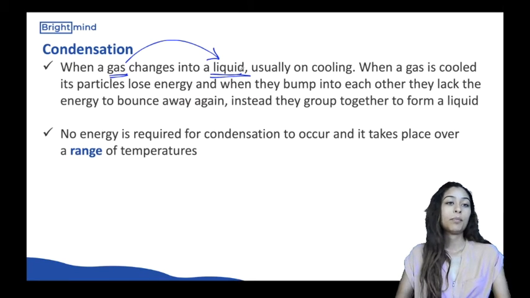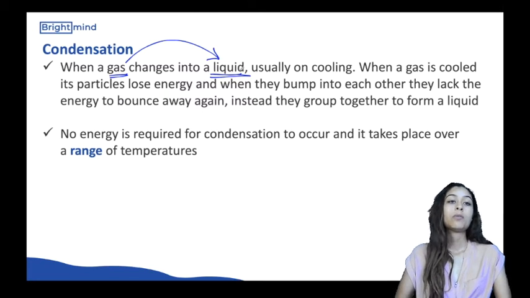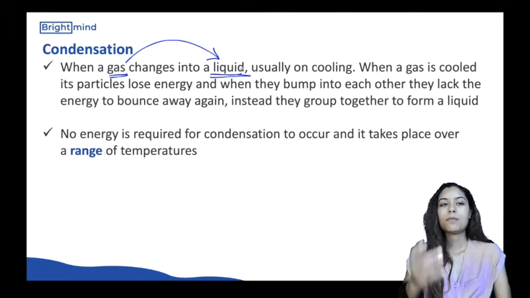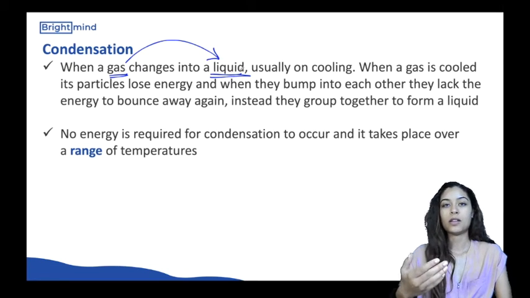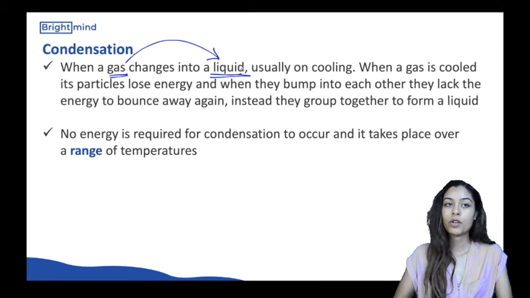So they then bump into each other and they lack that energy which is required for them to bounce away again. So instead, they just group together, forming a liquid. A good example of this is perhaps a mirror in your bathroom or a glass, because after you shower, you'd notice that the mirror has a very light layer of liquid over it, and that would be because of condensation.